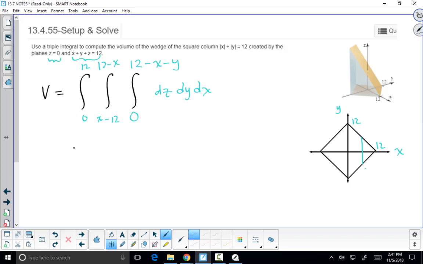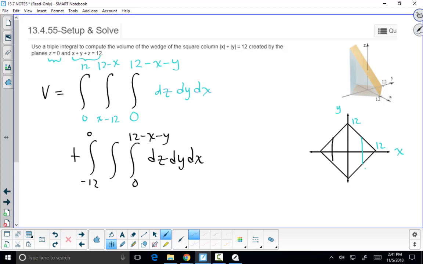And then we have to add, because this is definitely not symmetric. If we look along the y-axis, that is not symmetric. So then we would have to add a second triple with mostly the same stuff, negative 12 to 0. And now, what would our lower curve over here be? 12 minus x. So the lower one, the y-intercept is negative 12. The slope is negative 1. So I'm thinking negative x minus 12.